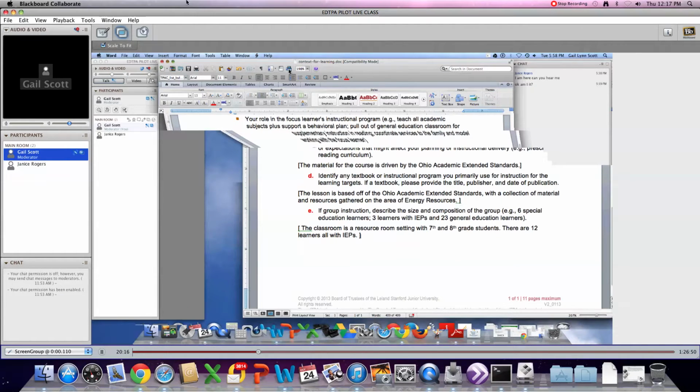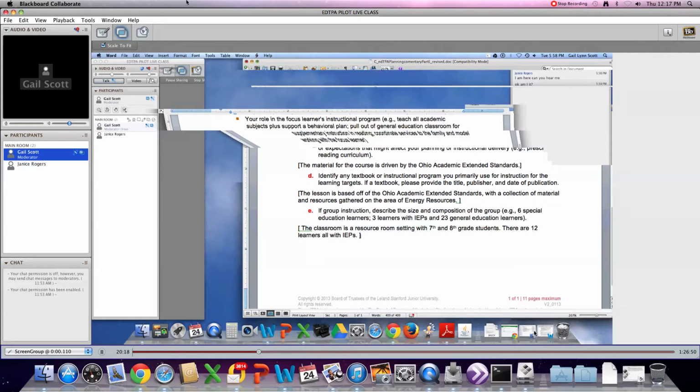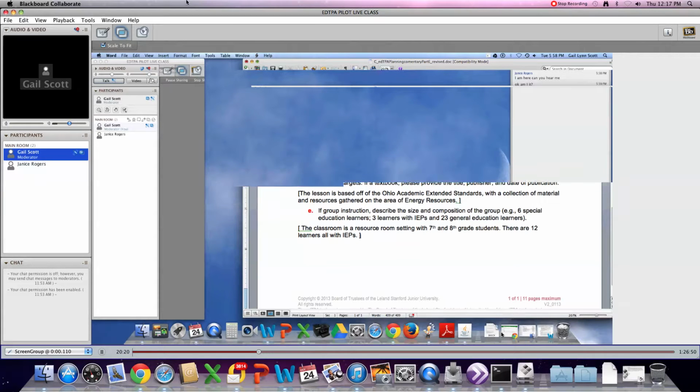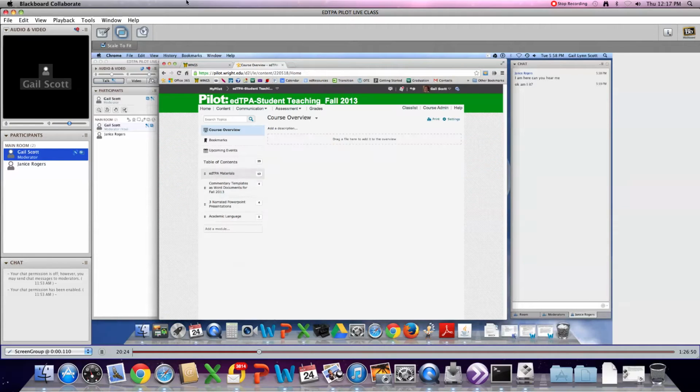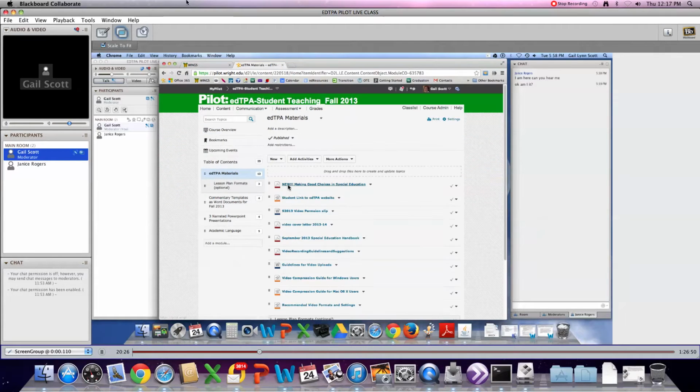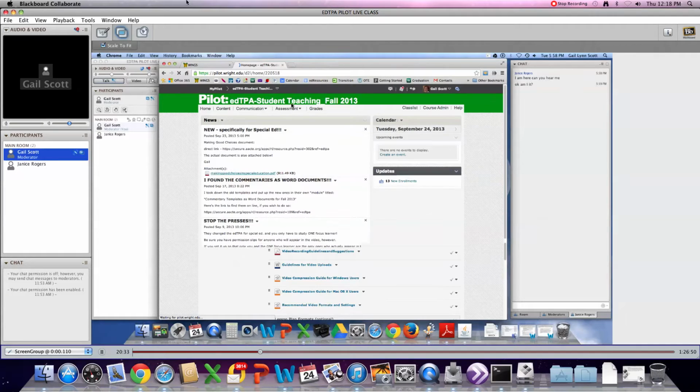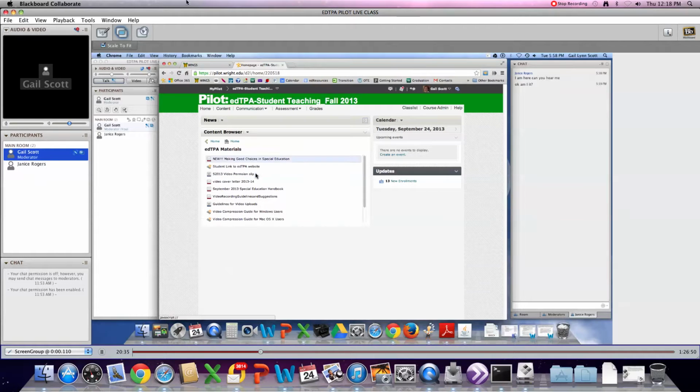Okay, on Pilot, let's see, yep, this is the right window. Content, EDTPA Materials, I moved it up to the very beginning. Here, let me make it look like you see it. Okay, this is the way you see it. I moved it to the top of the list. New, making choices in special education.